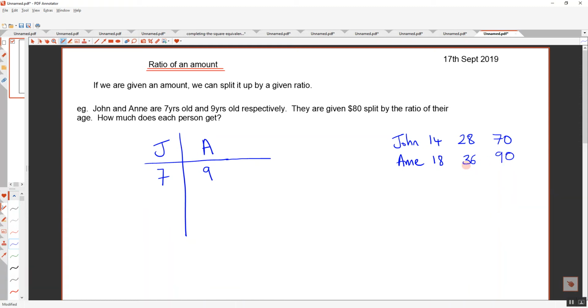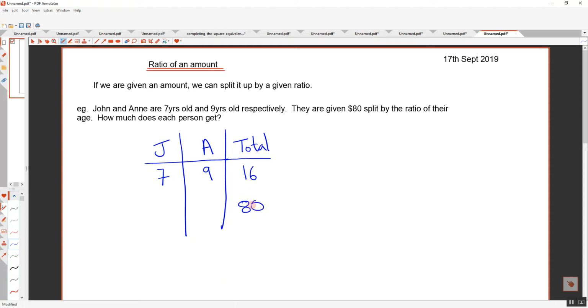And what we want is for these two numbers, the correct numbers, to add up to 80, because that's the total amount. Now there's a nice easy way that we can do this. I'm going to just erase this bit. What is the total amount of how much John and Anne get? 7 plus 9 is 16. That's the total amount. And what's the total amount that we have to share? 80, right. And once we set it up like this, it becomes really nice.